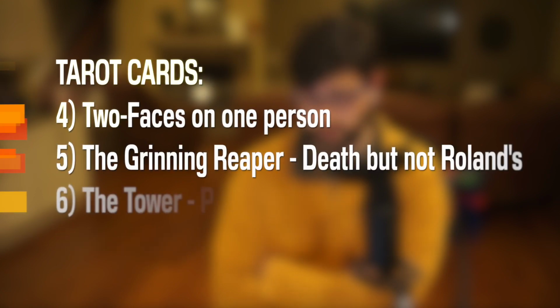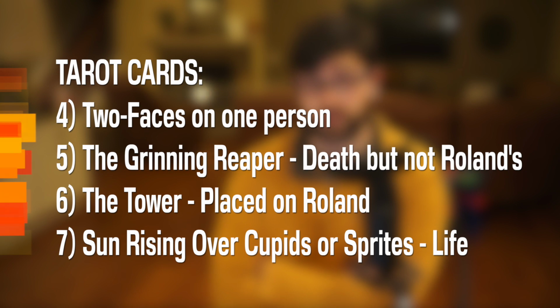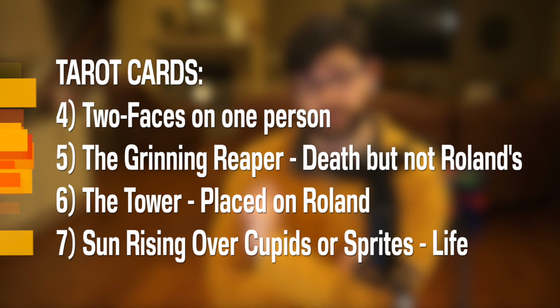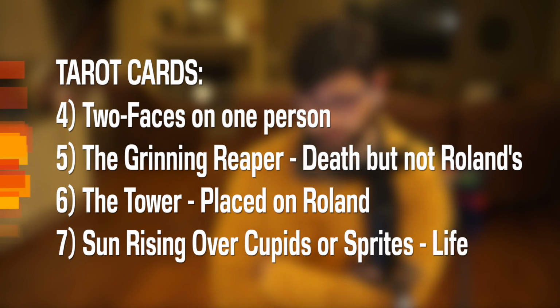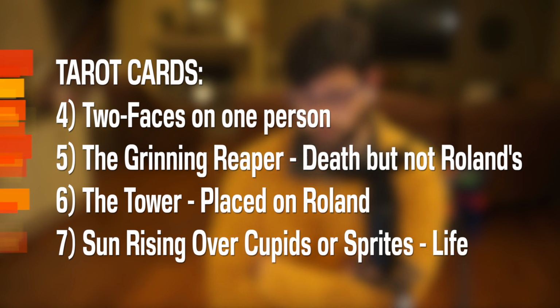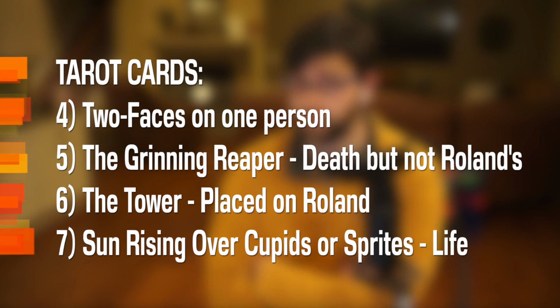Now, the next four cards haven't really been revealed yet, but we have the Lady of Shadows, which was described as two-faced, 2 faces on one person. So good. We've got the Grinning Reaper, which is death, but not for Roland. We've got the Tower, which was placed on top of Roland. And we've got a sun rising over cupids and sprites, which could be roses or blood, and it's life, but not for Roland, which we have yet to learn.